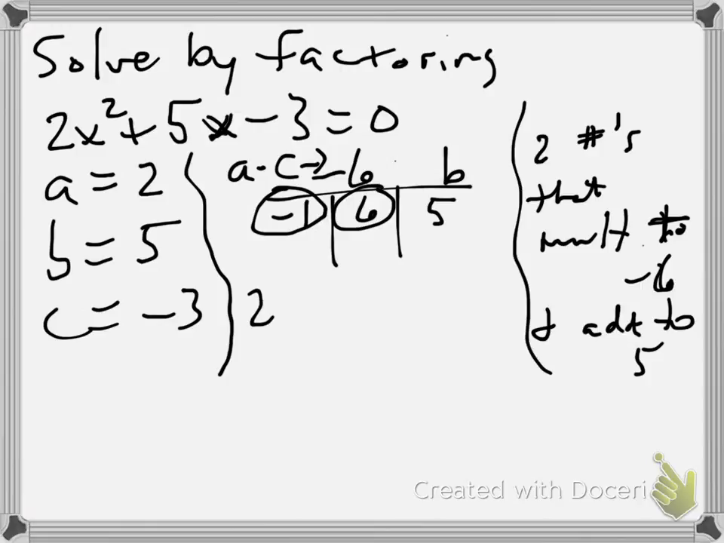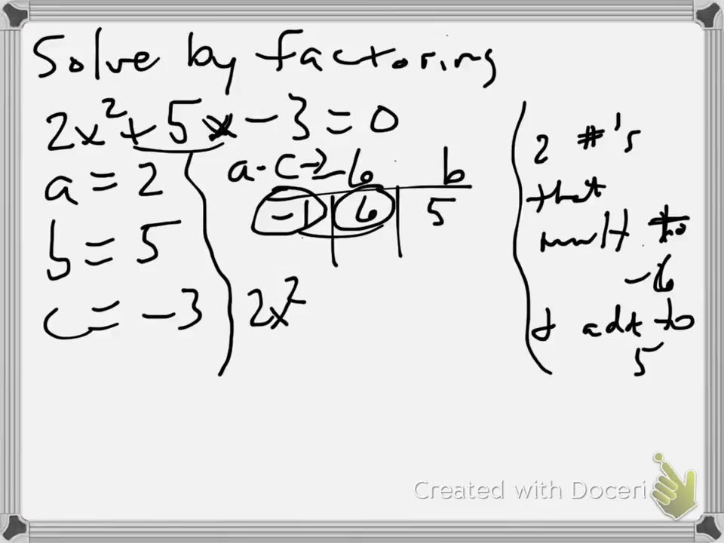So I have 2x squared. Now, instead of the middle term plus 5x, what we're going to do is rewrite it using the 2 terms that we found in the table. Because if you put those 2 terms together, you're still going to get plus 5x. So we're just going to rewrite the middle.